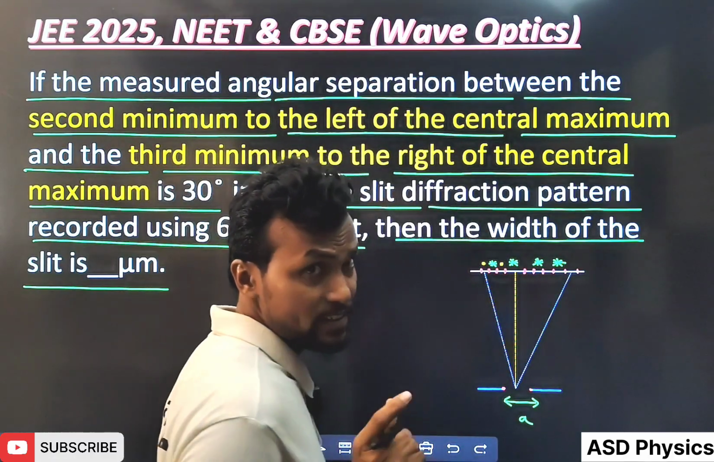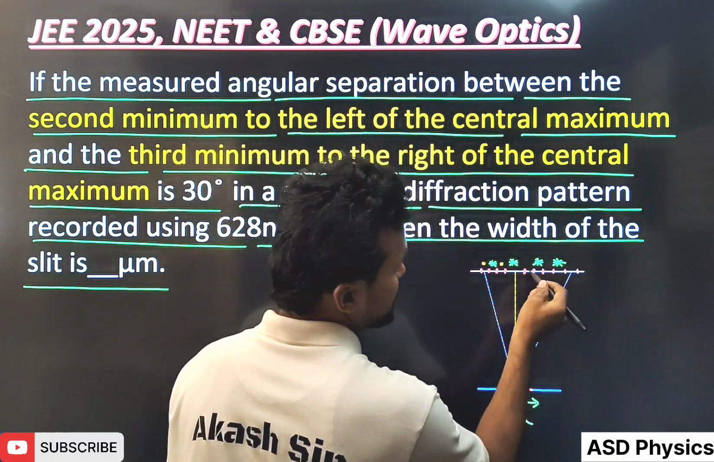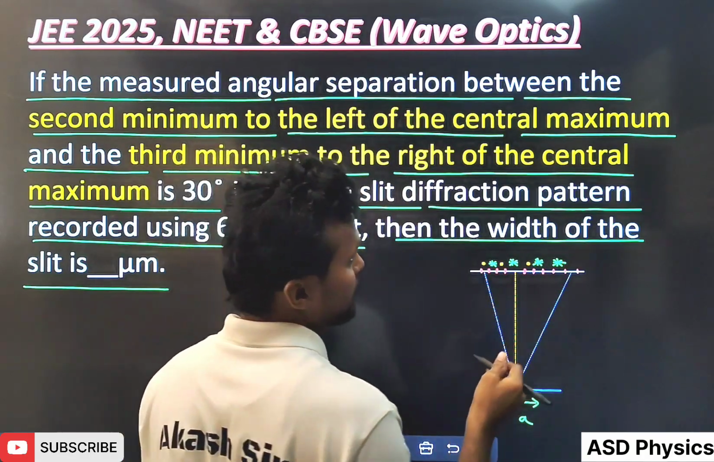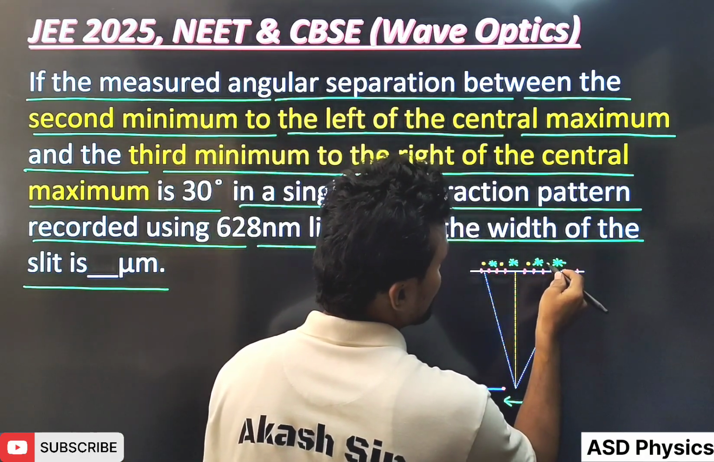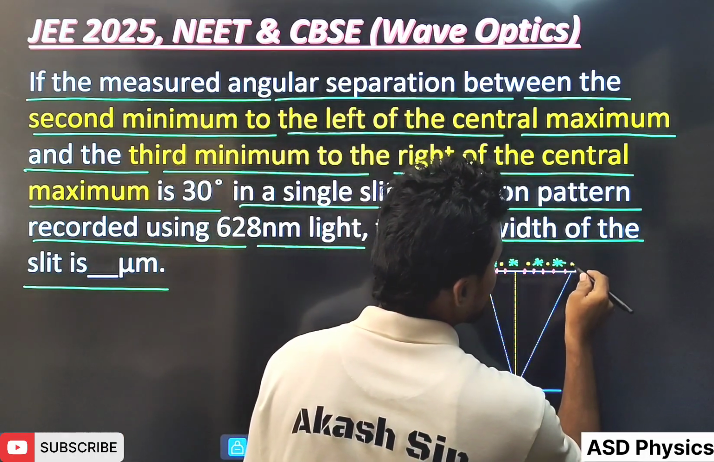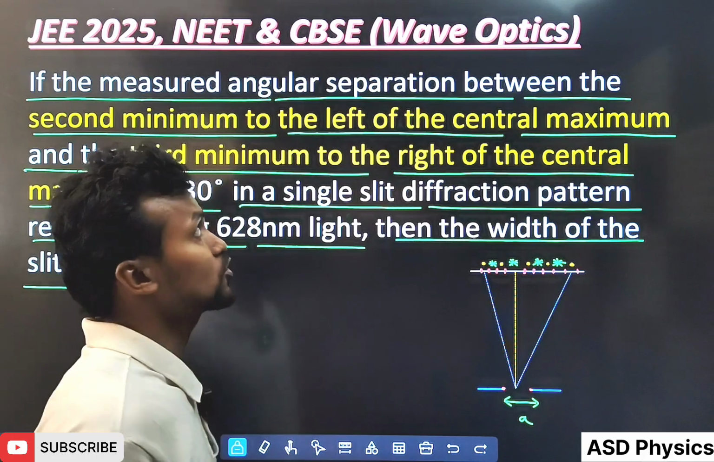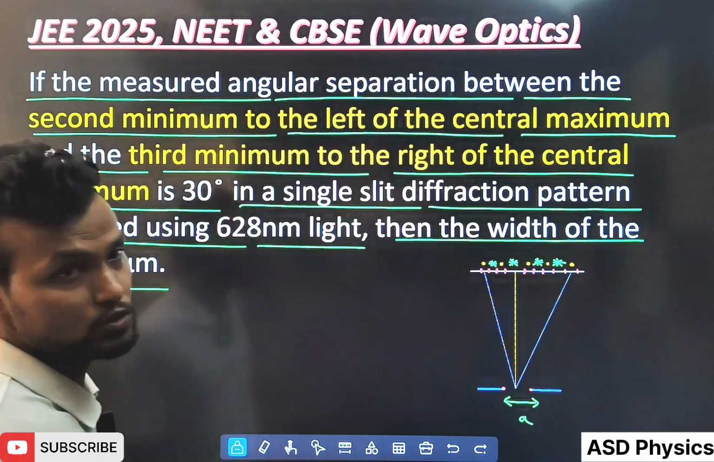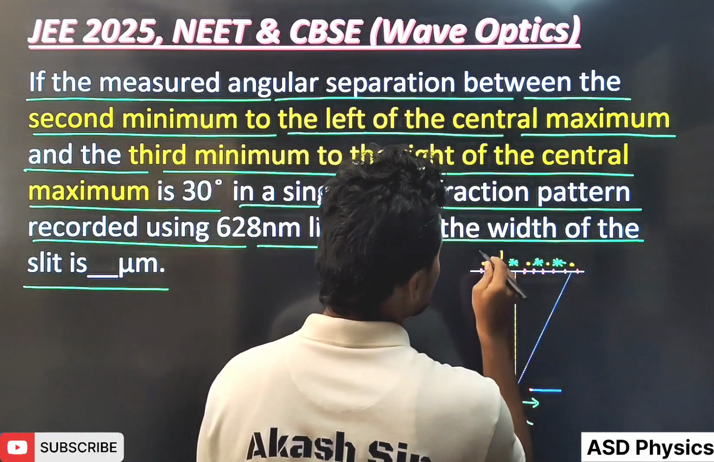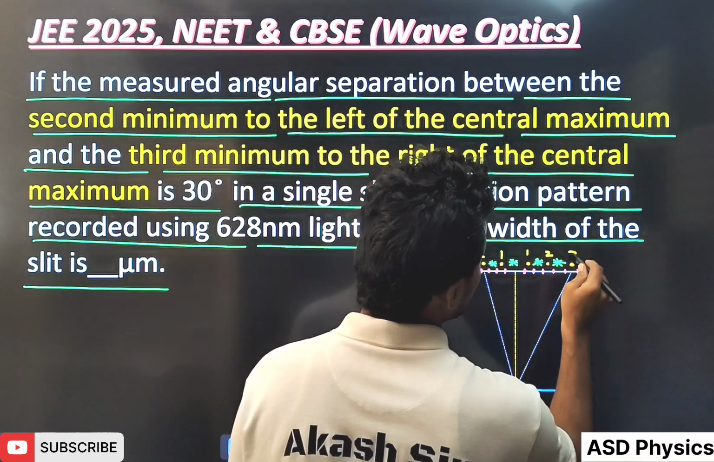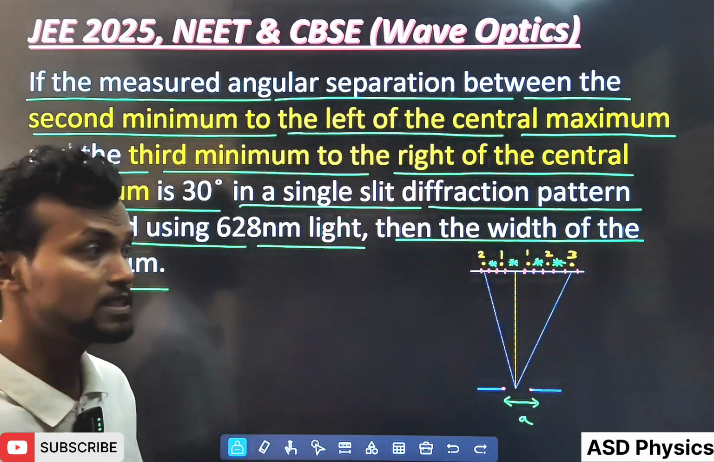Similarly when we go to the right side, again see the central maxima, then the first secondary minima. After that a maximum comes, then the second secondary minima, and after that we can see the third secondary minima. According to the question, they are talking about the second minimum on the left side and the third minimum on the right side. So on this side we take first minimum, second minimum, and on this side first minimum, second minimum, third minimum. I hope this is very clear.